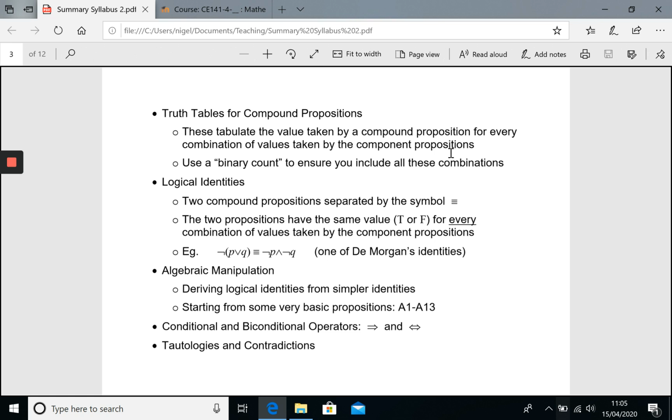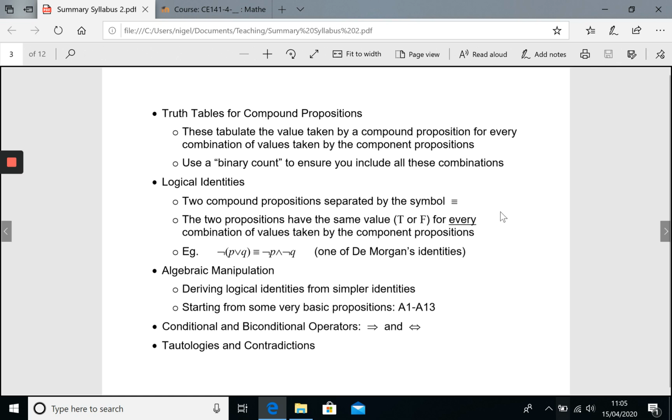If you do it in a systematic way, you'll avoid repetitions and you'll make sure that you don't miss any combination out. Of course, any proposition can be fully analysed by the truth table, but obviously if it contains a large number of component propositions, the tables become very long.